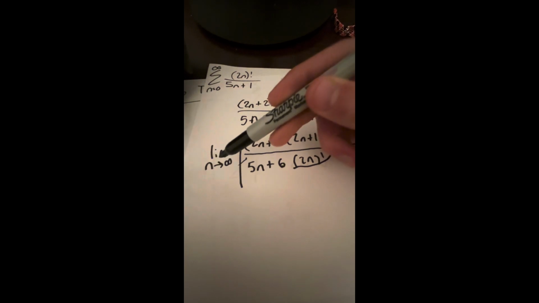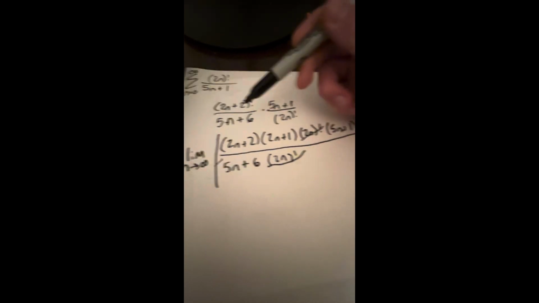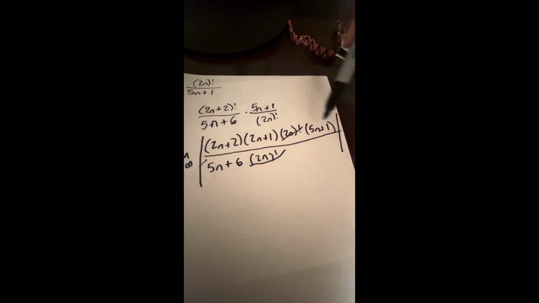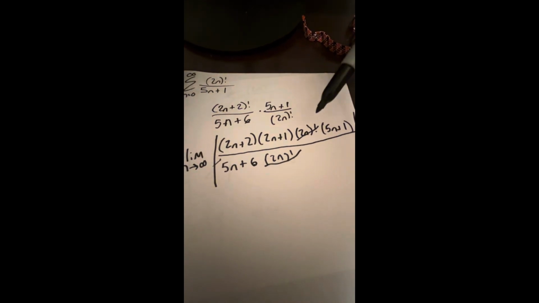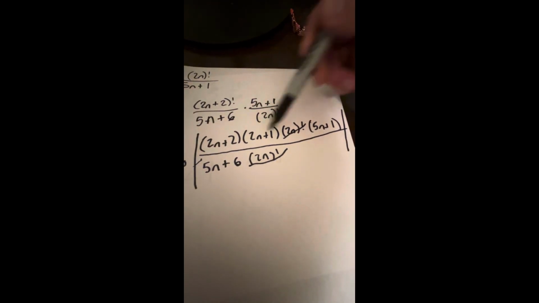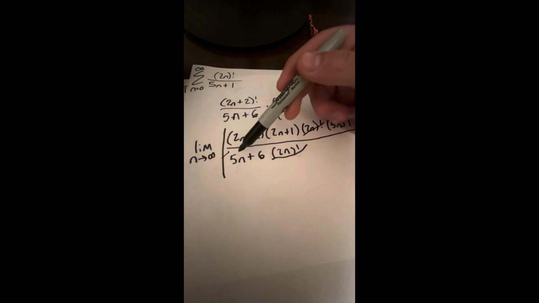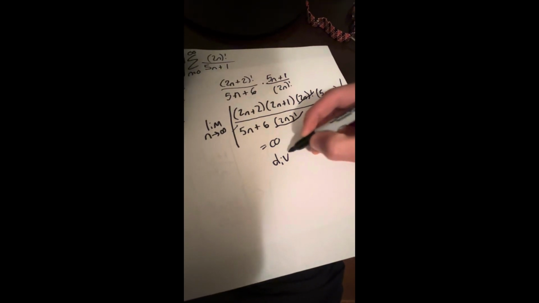But when we take the limit as n goes to infinity here, when the power on top is bigger, it just goes to infinity. And in this case, the power up here is basically n to the third. The power down here is just n. So it's just infinity. Now, if we go back to our test, if it's greater than 1, it diverges. And since infinity is greater than 1, this series diverges.